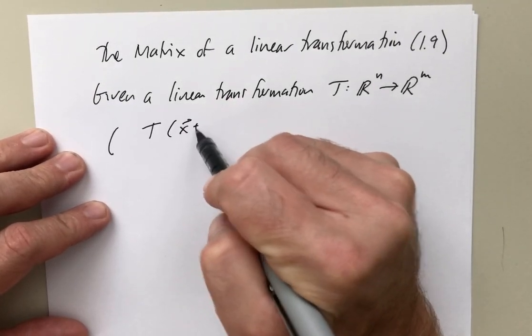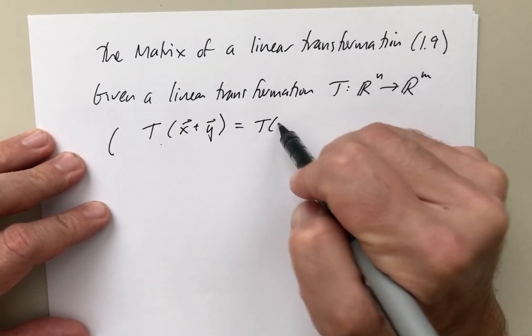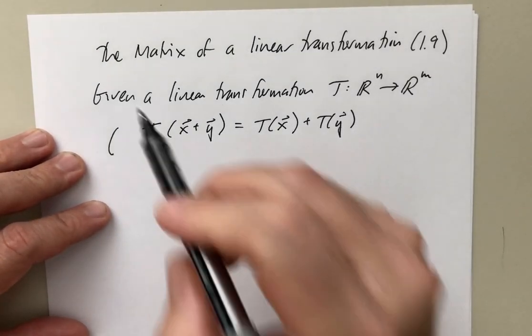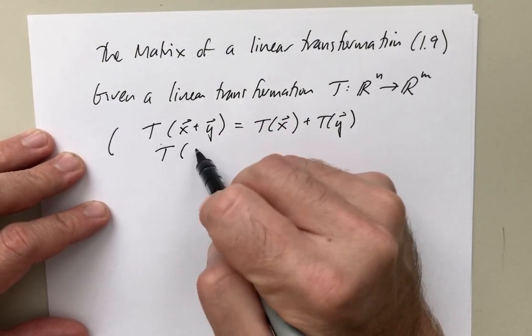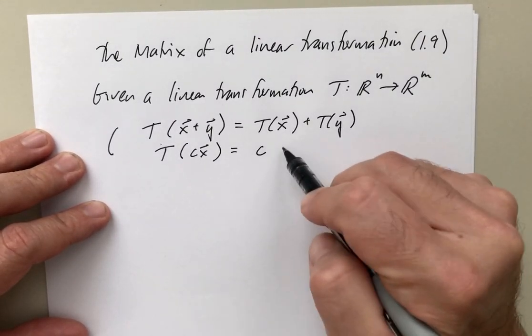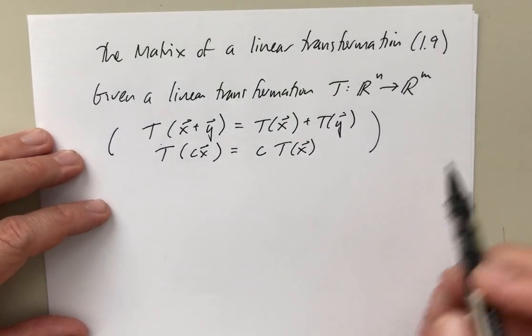That the sum of two vectors, if I input that to the transformation, is the same as taking the sum of the transformation applied to each summand. And the other thing is if I take a scalar multiple of a vector and I apply the transformation, that's the same thing as applying the transformation to the vector and then scaling.